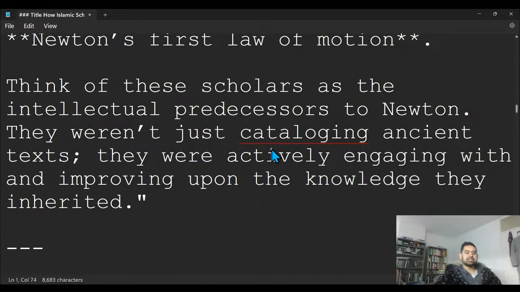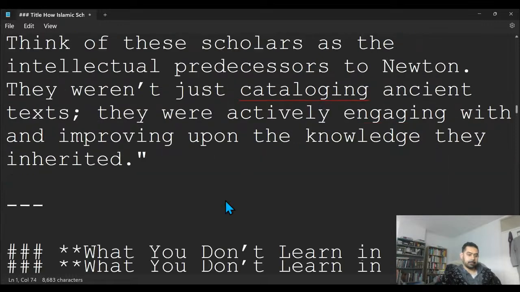Think of these scholars as the intellectual predecessors to Newton. They were not just cataloging ancient texts, they were actively engaging with and improving upon the knowledge they inherited.